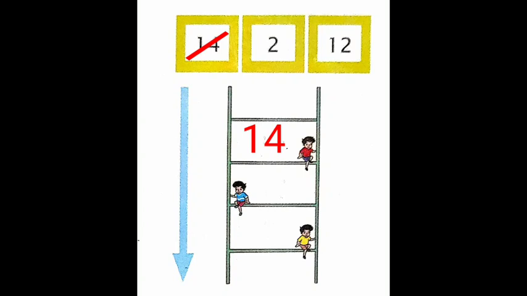Next we are left with 2 and 12. Out of 2 and 12, which number is big? It is 12. So strike out 12 and write 12 in the next box, that is the second box. Next last is 2. Strike out 2 and write 2 in the third box.